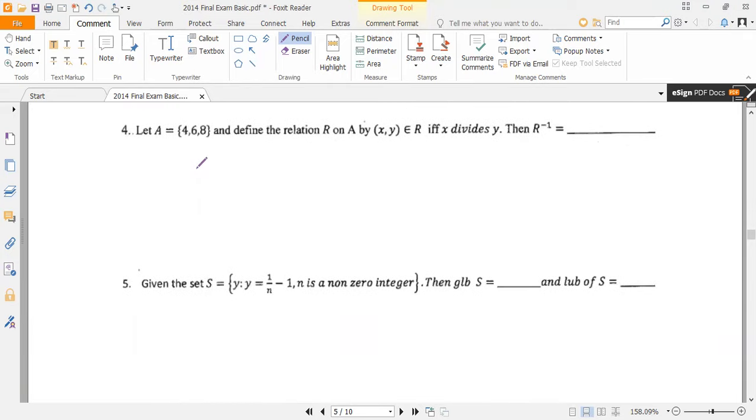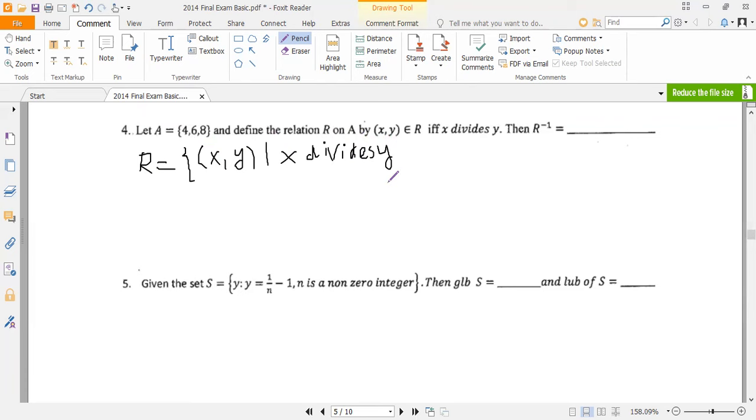The next question is: let A be the set 4, 6, 8, and define the relation R on A, where the ordered pair x, y is an element of the relation if x divides y. So the relation R is formed by the set of ordered pairs x, y such that x divides y.